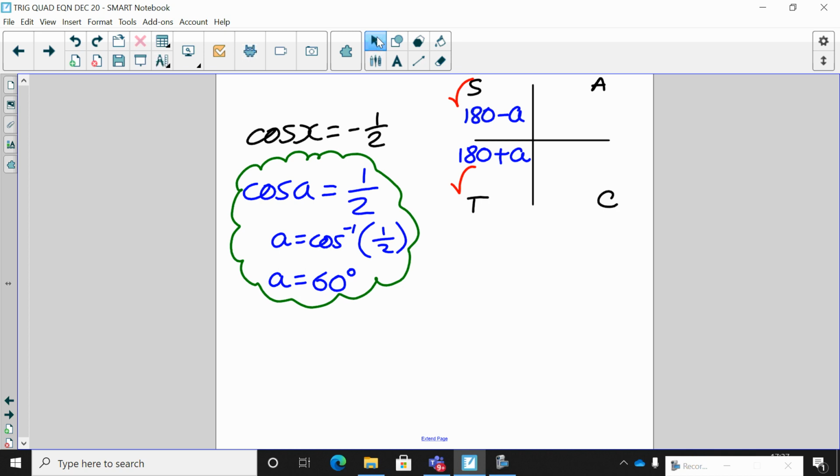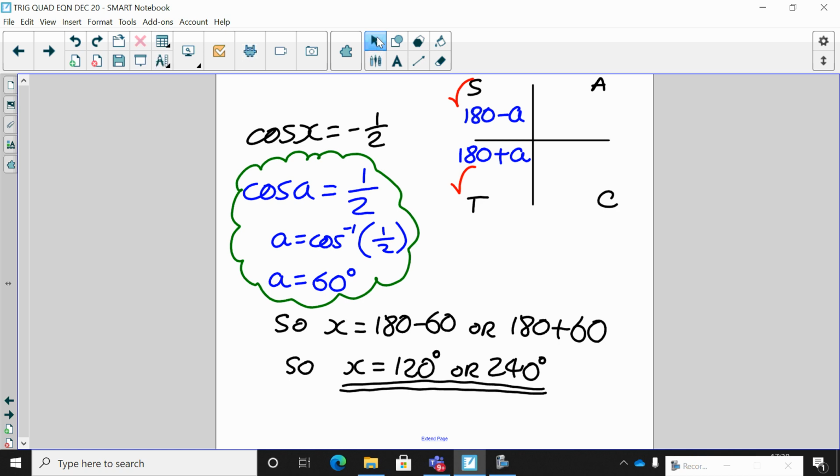Right, let's fire that calculator answer into the two ticked quadrant formulas, 180 minus 60 and 180 plus 60. Okay, 180 take 60, 120, 180 add 60, 240. Put the wee degree sign in because that's what we're working in there. That looks like we've got our answers there.